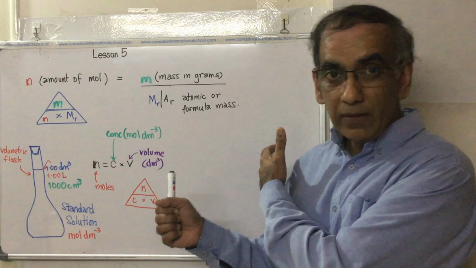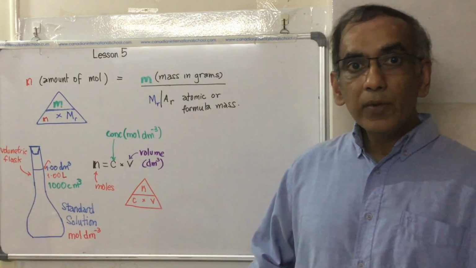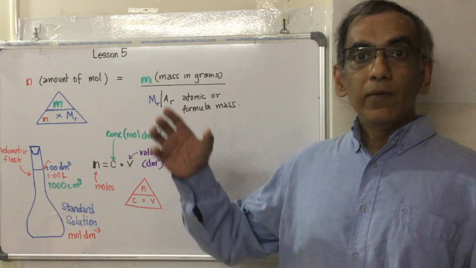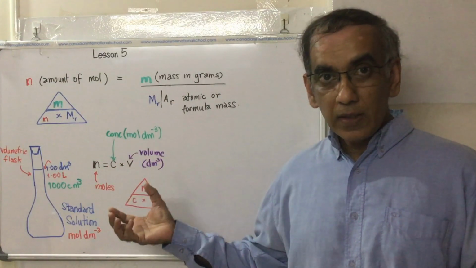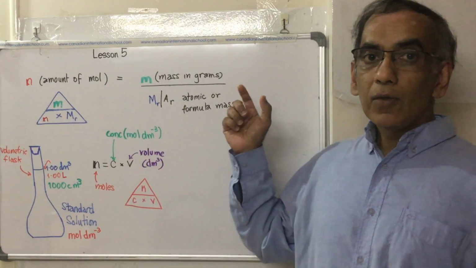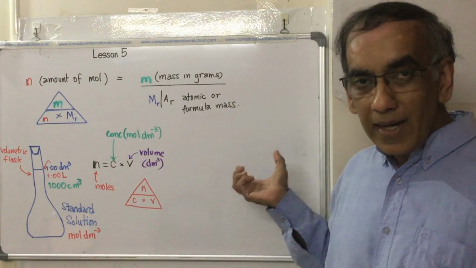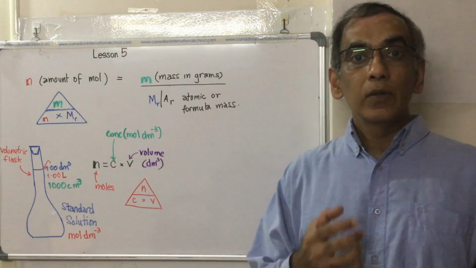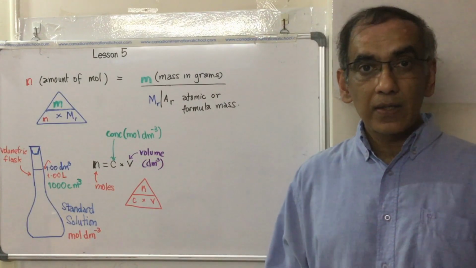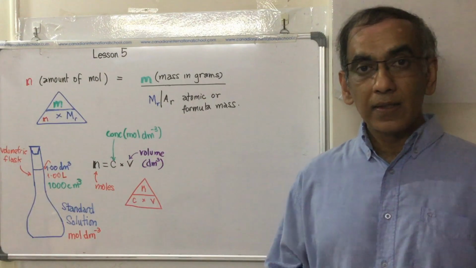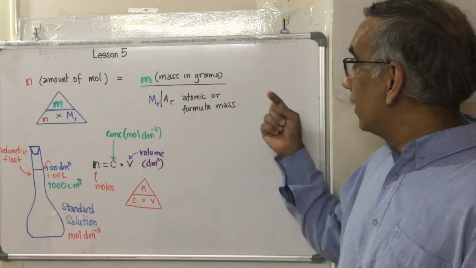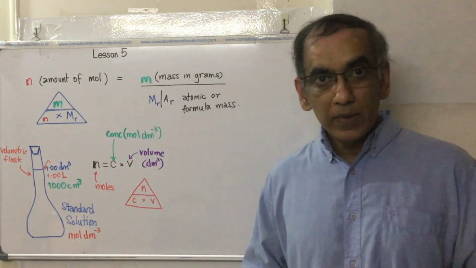Moving in to lesson 5, we are going to develop the relationship between the number of moles of a substance, the relative atomic mass in grams per mole, or the relative molecular mass or the relative formula mass in grams per mole, and the mass in grams.